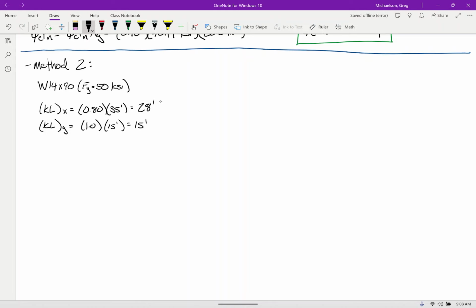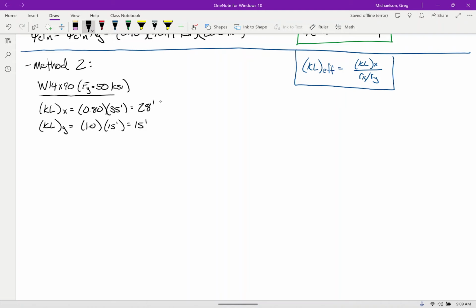KLY is 15 feet. Okay. So KLX is bigger. So what that means is that we're going to need to determine a KL effective. Okay. Now, just so everybody remembers, in order to do this, we divide KLX by this ratio of RX over RY.